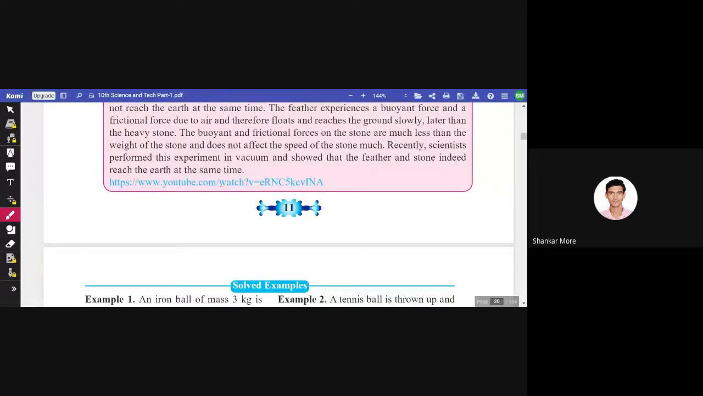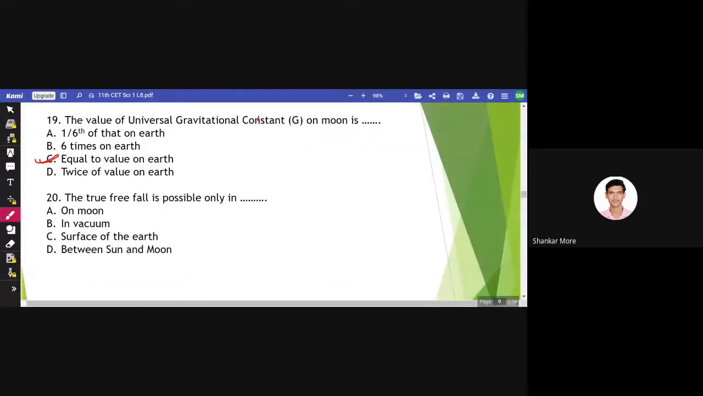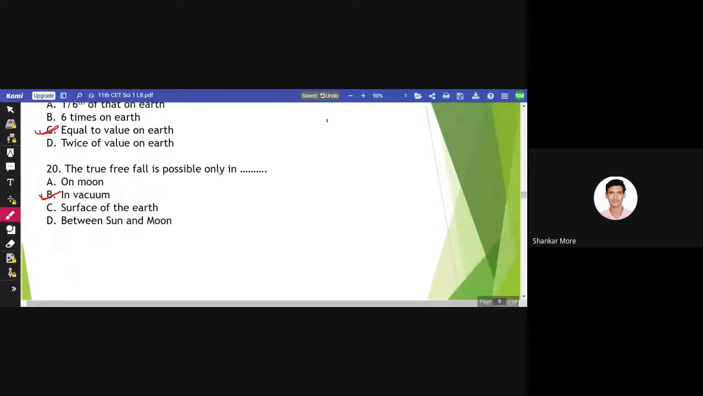Okay, so let's not get distracted. We'll continue with our question answers. So vacuum is the correct answer, students. Option B is the correct one. In vacuum, same time to reach. Very good, Manan. ठीक है.